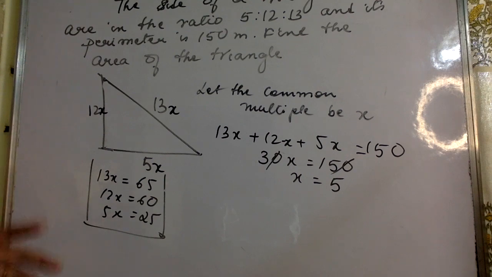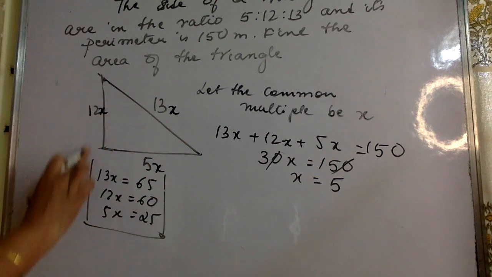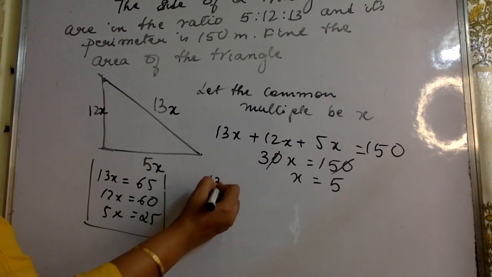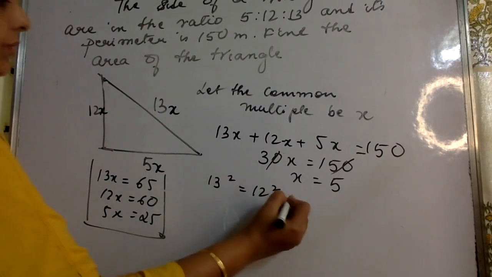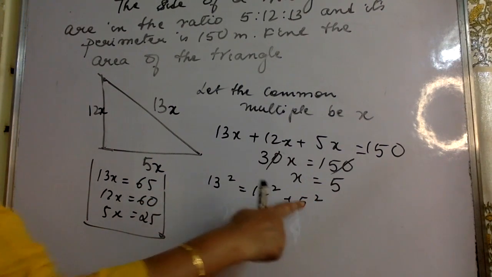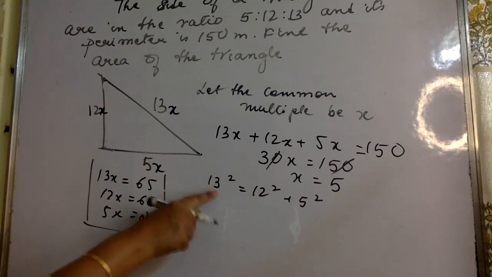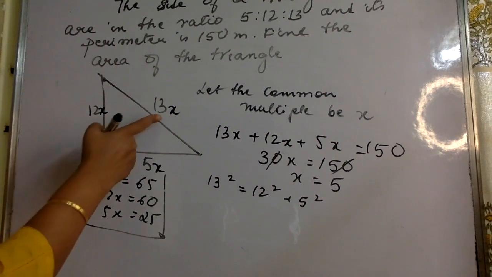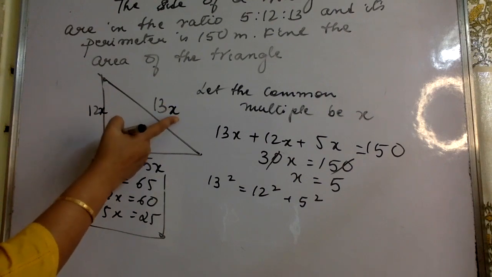Now it is not necessary to use Heron's for this triangle, because if you look closely, since you are in 9th standard, I can tell you that this clearly follows the Pythagoras theorem. So we have to keep our eyes open, and 13 square is 12 square plus 5 square. Note it: 169, 144, 25. So 144 plus 25 is 169. So this follows the Pythagoras theorem. Since this is the longest side, this becomes the hypotenuse.